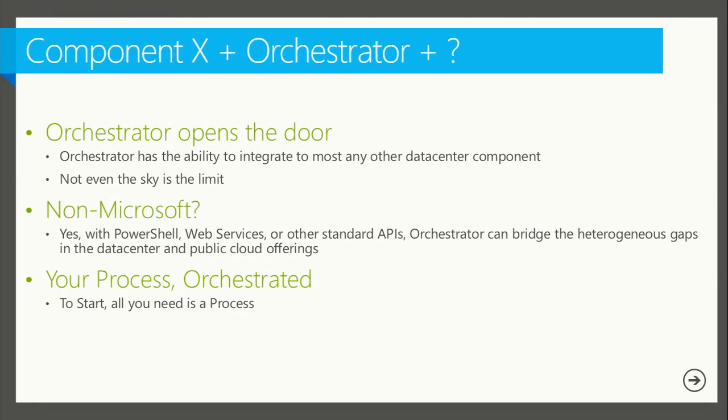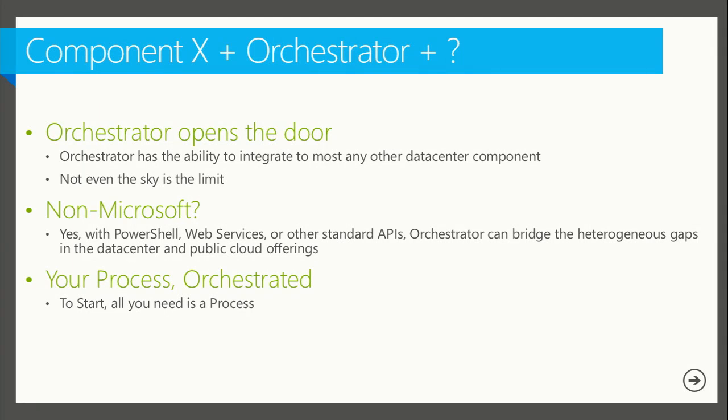component X could be anything. Could be ServiceNow, could be Remedy, could be whatever. Could be Service Manager, Microsoft or otherwise. Plus Orchestrator, plus whatever else. Orchestrator's the glue, remember. It's that thing that can connect back to System Center via integration packs, or to non-Windows machines via whatever protocol would be allowed. So Orchestrator opens the door. Orchestrator has the ability to integrate to most any other thing in the data center or data center component.